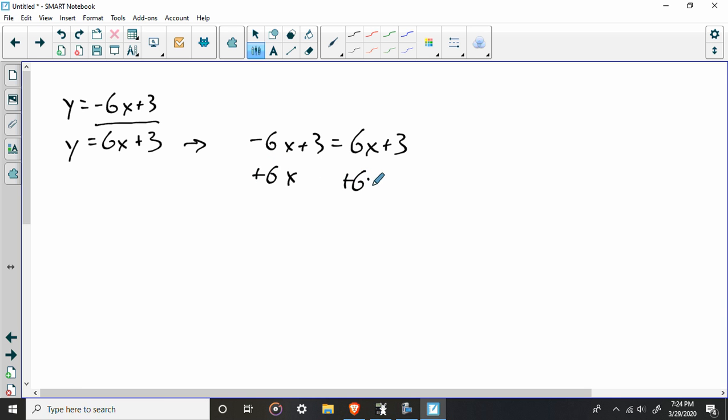Babe, 6x and 6x is? Well, that to the left side would be 0. Very, very good. This would be 0. And on this side, 6 and 6 is? 12. Good. Good job, Kit Kat. Okay. The cat is here too. We're going to subtract 3, and 3 minus 3 is? 0. So 12x equals 0.